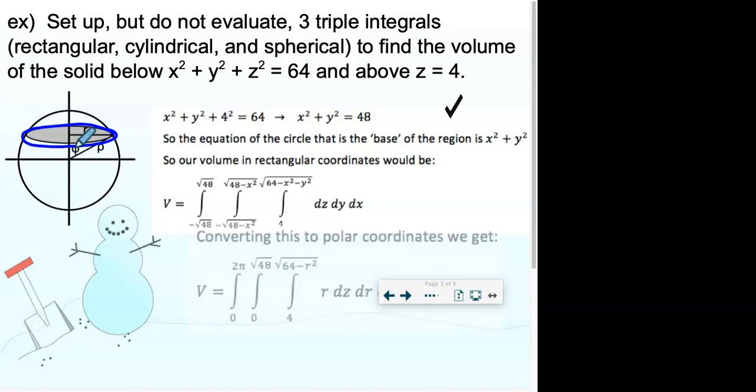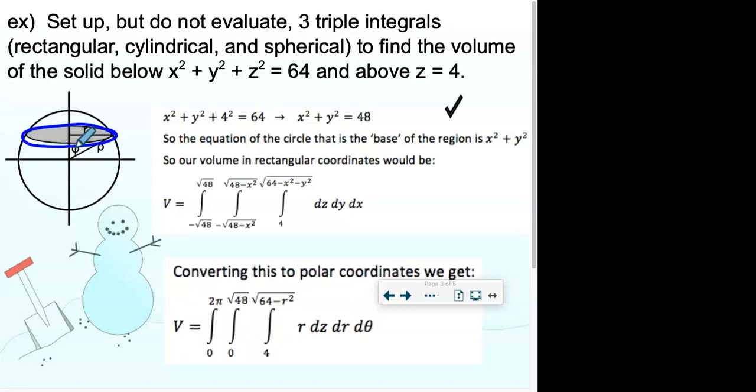So cylindrical. Oh, whoops, I shouldn't have put polar, I should have said cylindrical. Sorry. Okay, cylindrical.